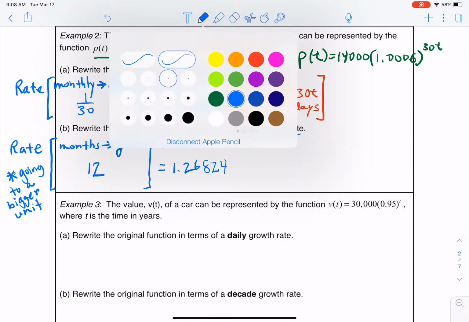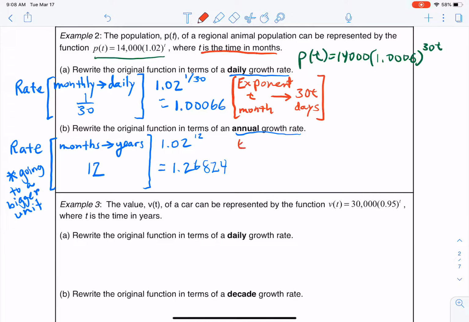And now for my exponent, I'm going from where t represented the number of months to now where t needs to represent, or that exponent needs to represent, the number of years.